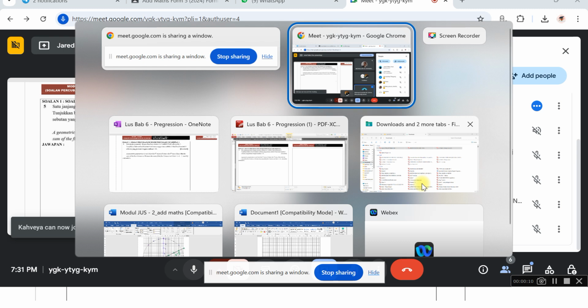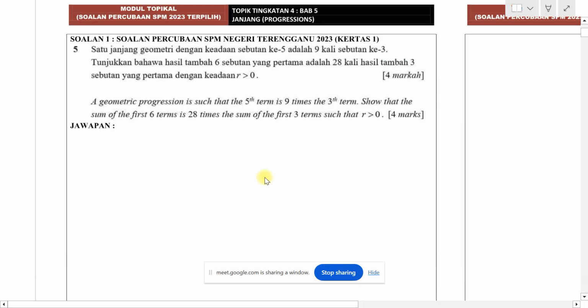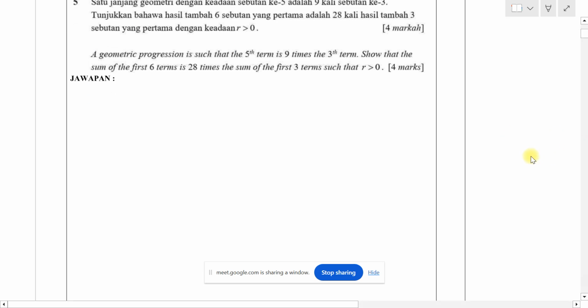Okay. Right. So we are in chapter 6, progression module. Let's start. We've got both paper 1 and paper 2 questions. Let's see. First question.